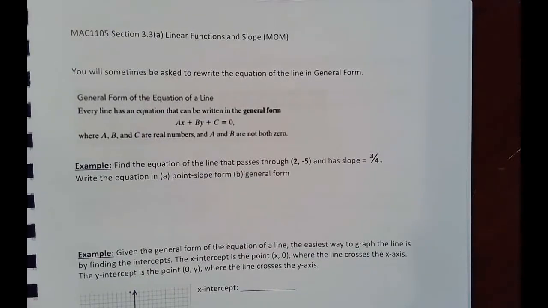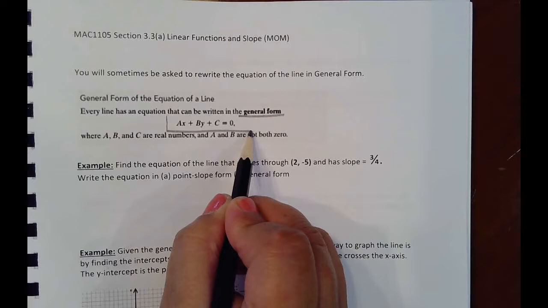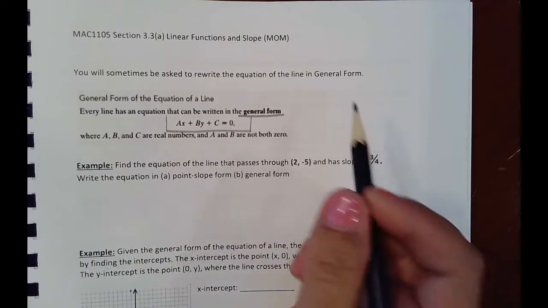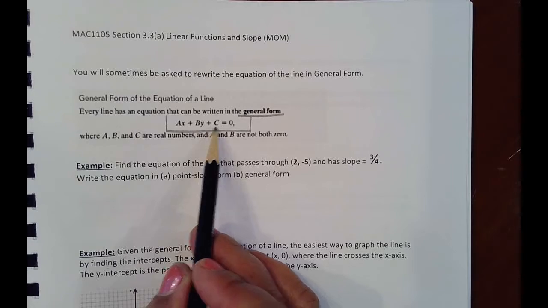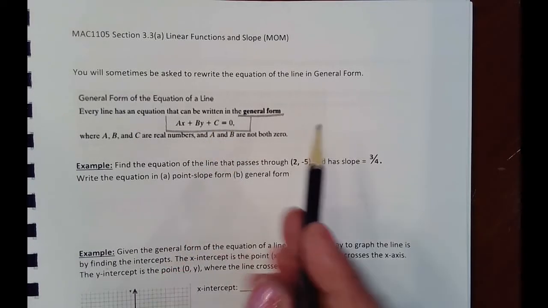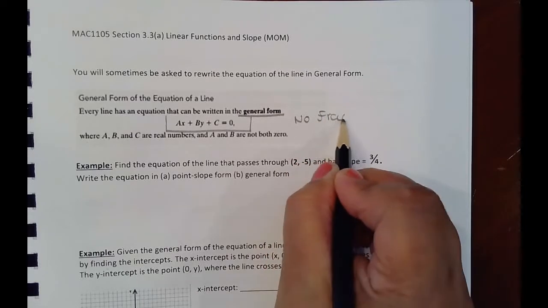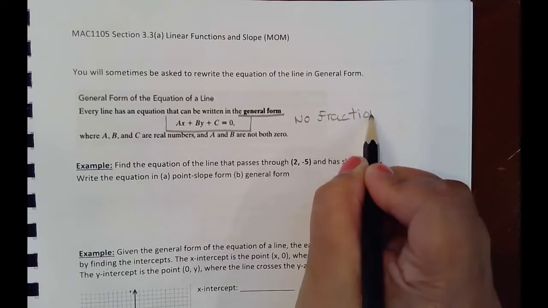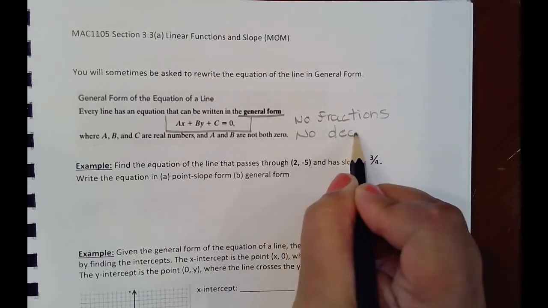Okay, so you will sometimes be asked to rewrite the equation in general form. And here they go, giving you the form of a general form equation. Notice that everything is on one side and it has been zeroed out. There are no fractions in a general form equation. There are no decimals in a general form equation.